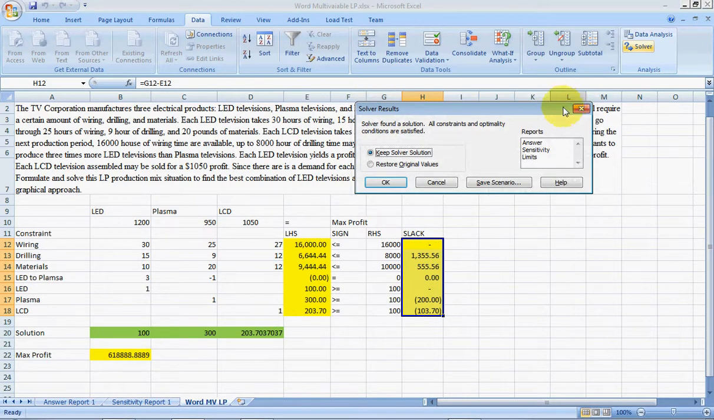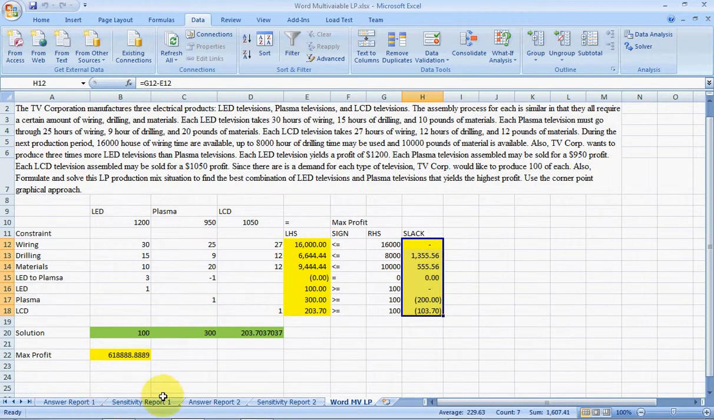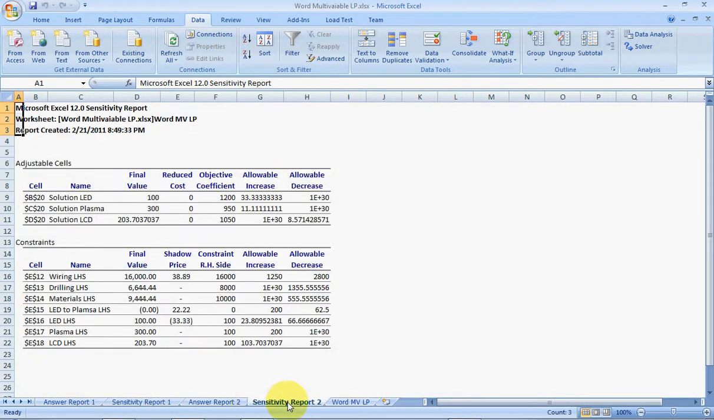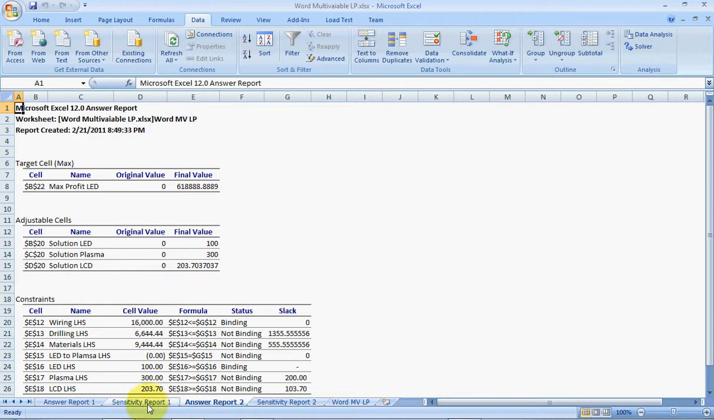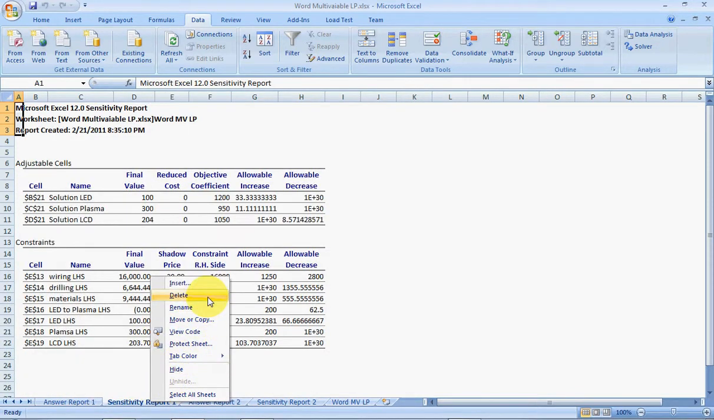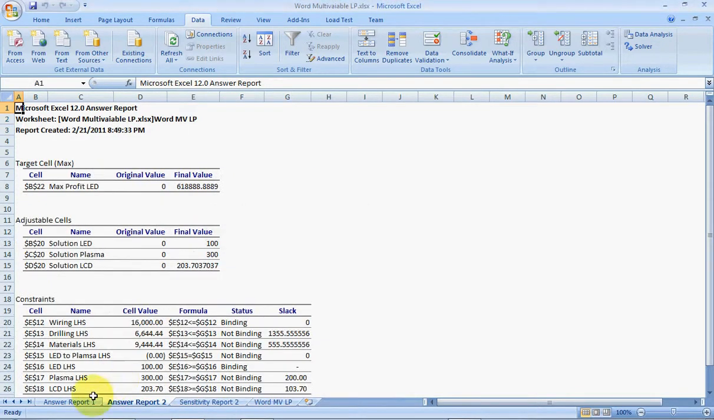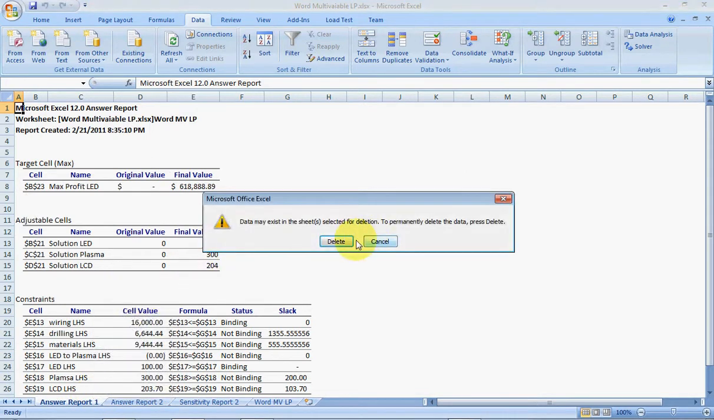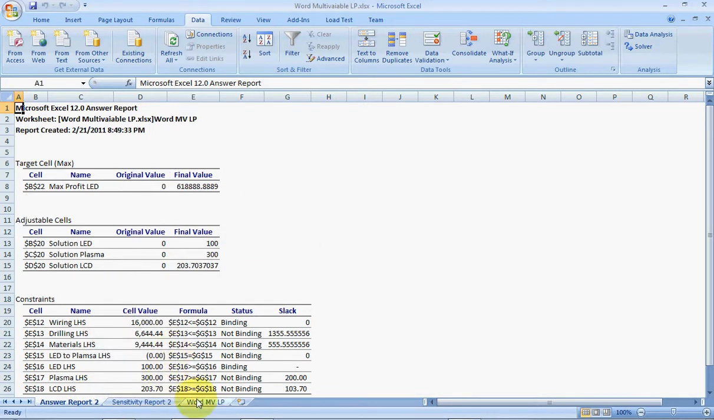Go to solve, and I'll check these off, and we can use these in another tutorial, so I can go over these reports with you. Hit OK. So we see here that it's produced these two reports. These ones are from another time, we don't need these. And then that's it. I hope you found this helpful.